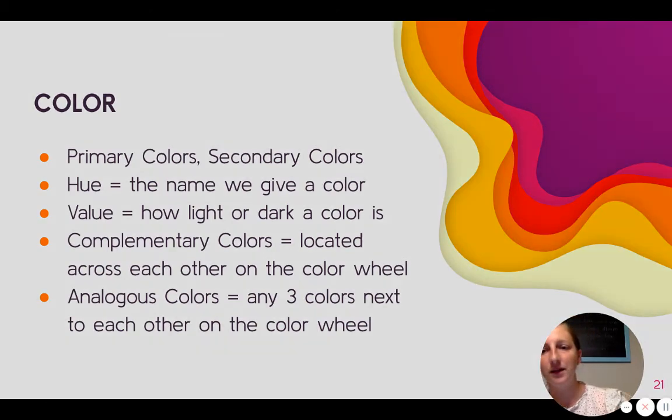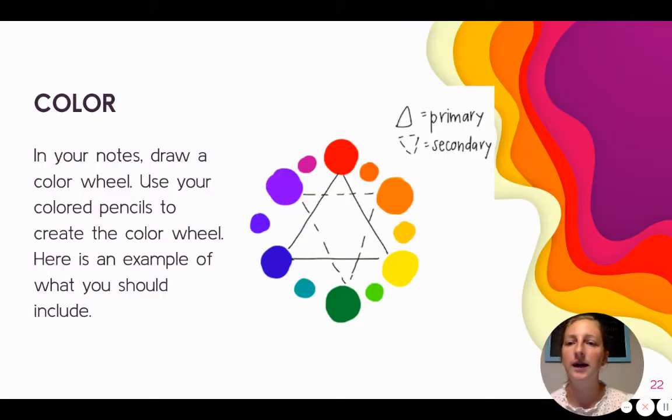So you need to include a color wheel in your notes. This is just one I drew up quickly on my Procreate app. You have complements, like I said, across from each other on the wheel. So red and green are complements. Purple and yellow are complements. Blue and orange are complements. The primary colors have the solid triangle connecting them, and the secondary colors have a dotted triangle connecting them.